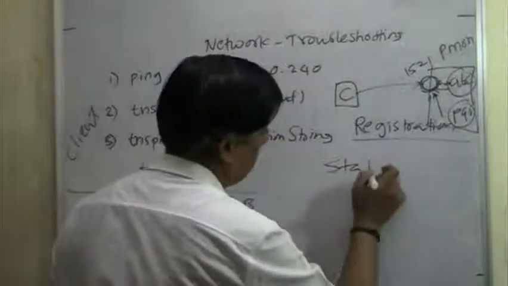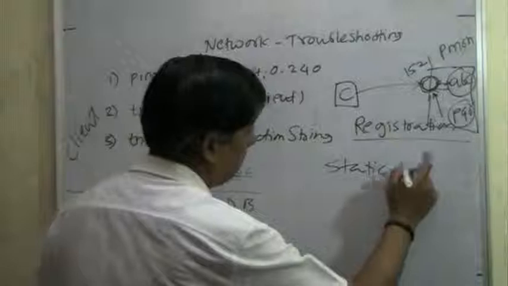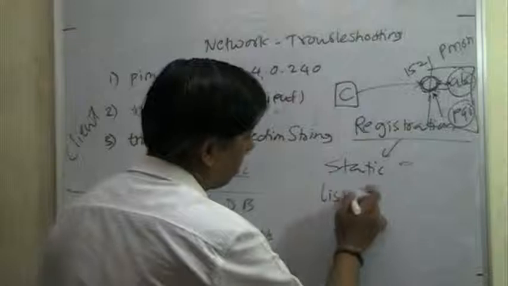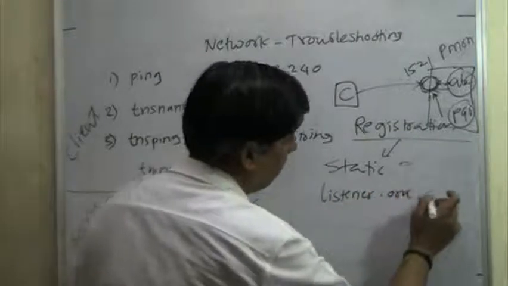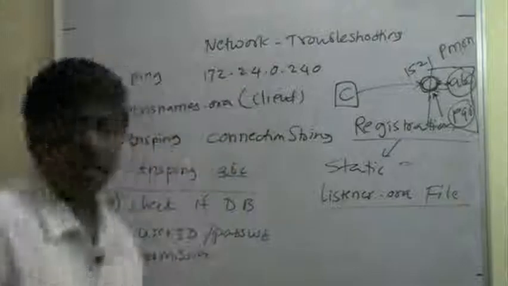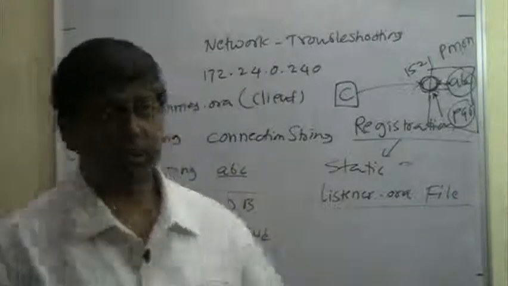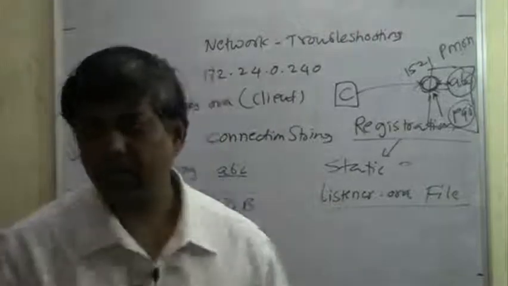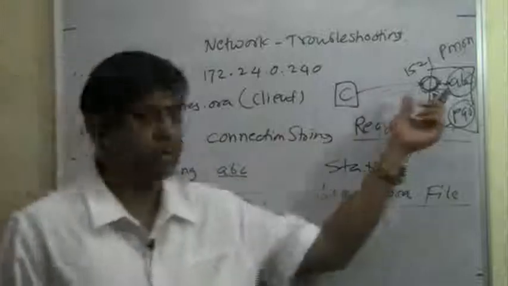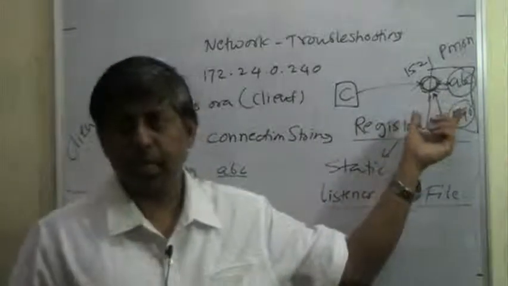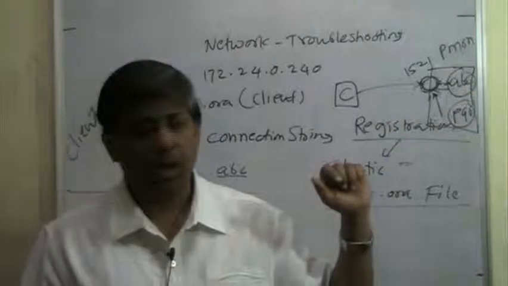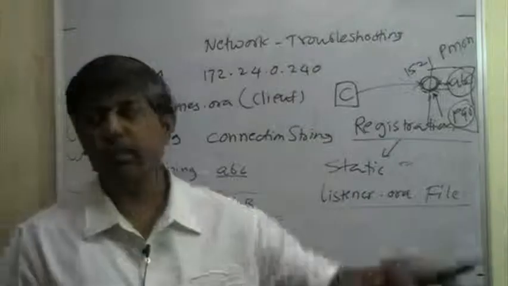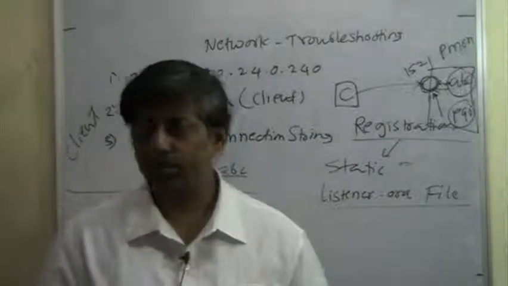in the listener.ora file itself. The listener.ora file, we saw earlier, sits in the network admin directory and contains the information about where to run the listener, on what port the listener should be running, what protocol it should be using. All that information is there in the listener.ora. Along with that, the information about the instance is also in the listener.ora.